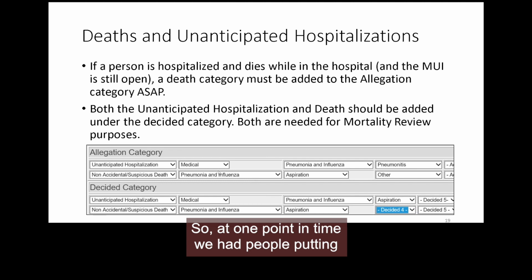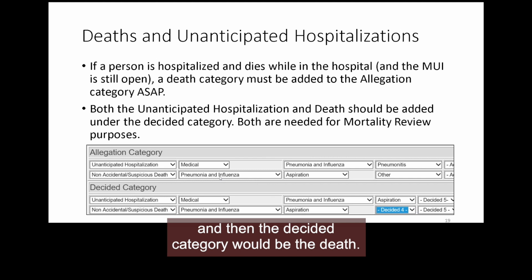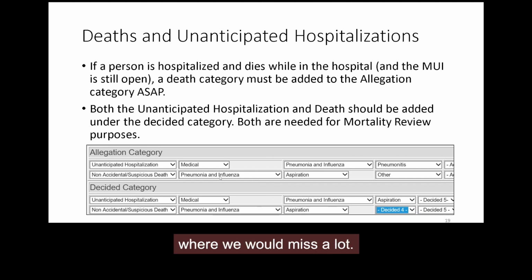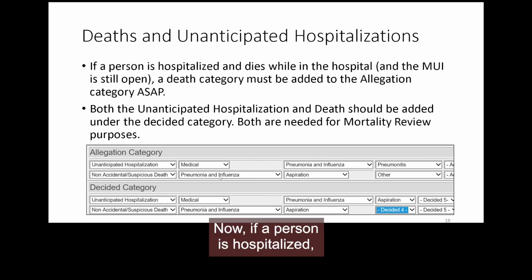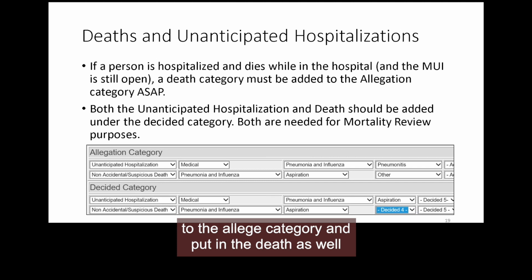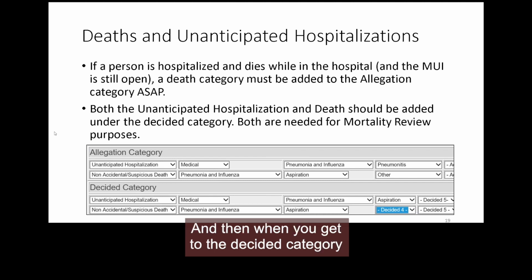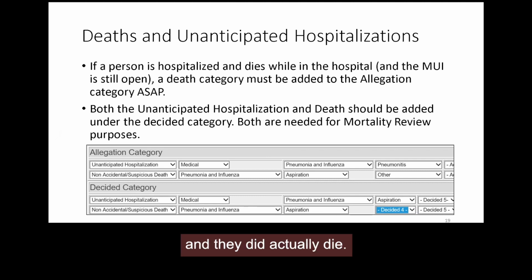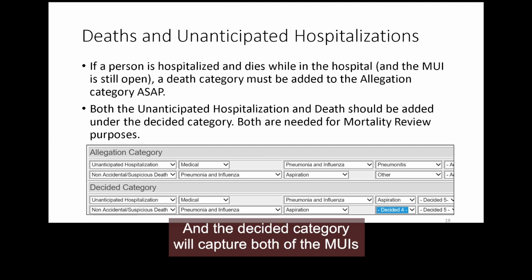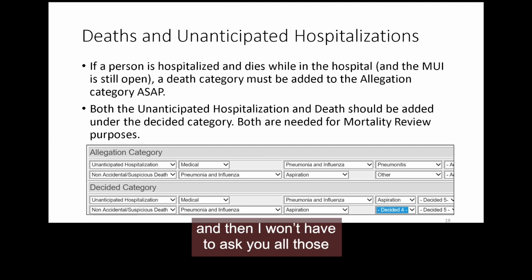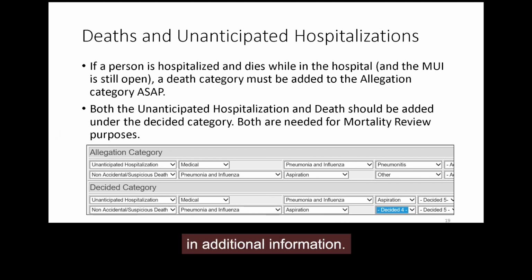So at one point in time, we had people putting in an alleged category of hospitalization, and then the decided category would be the death, and we were trying to capture the information where we would miss a lot. Now, if a person is hospitalized, they actually die while a hospitalization is still open, I need you to go back to the alleged category and put in the death as well so we can capture both incidents. And then when you get to the decided category for this one, you will still have to put in both because they were actually hospitalized and they did actually die. And the decided category will capture both of the MUIs, and then I won't have to ask you all those annoying questions or make you put in additional information.